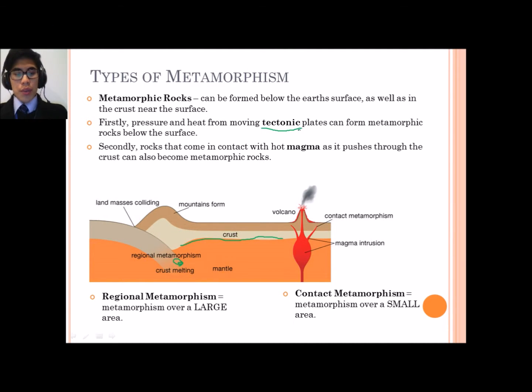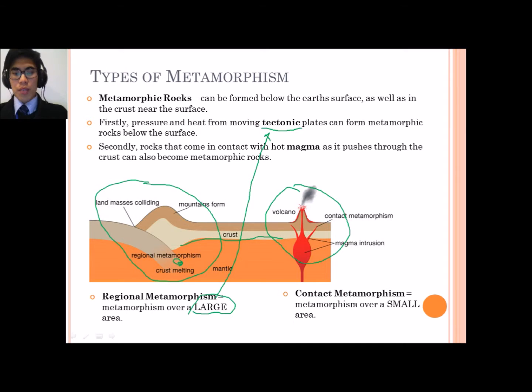So there's one way with tectonic plates, or rocks that come in contact with hot magma as it pushes through the crust can also become metamorphic rocks. So this here is the second part, which is the magma, and the first is called regional metamorphism. So regional metamorphism occurs over a large area, and it includes the tectonic plates.